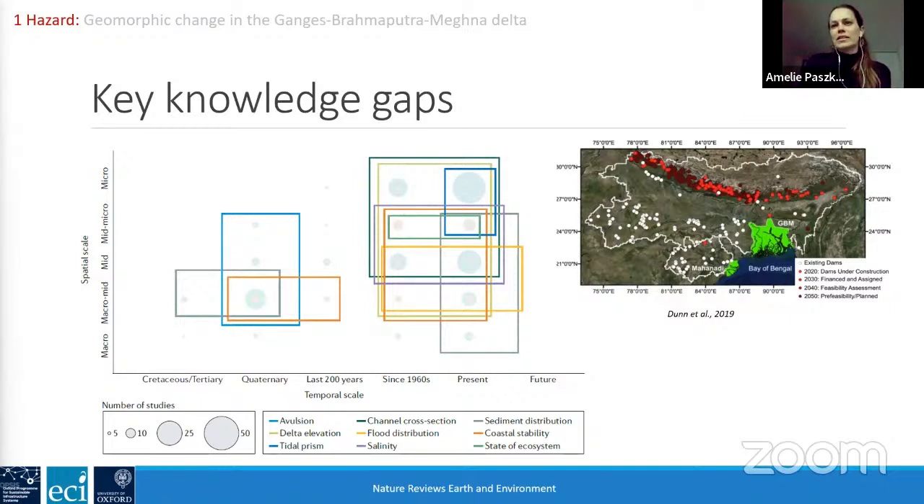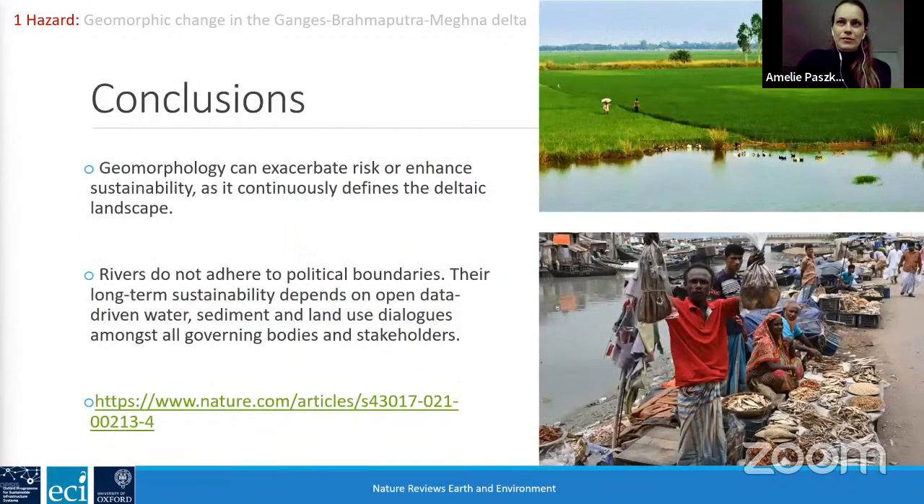So, the sustainability of the GBM Delta here you can see is much more influenced by this direct control of regional management programs and decisions made upstream. And we really do need more research focusing on how the Delta might respond to some of these dramatic changes. So concluding this first chapter on geomorphic hazards, I hope I've convinced you. And I hope that the paper also illustrates that geomorphic processes really are fundamental in shaping the delta and play a fundamental role in either exacerbating risk or enhancing sustainability.